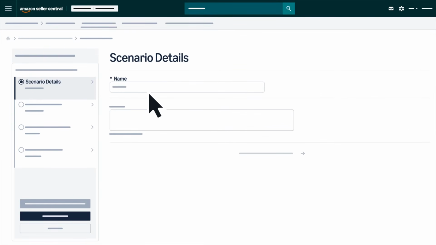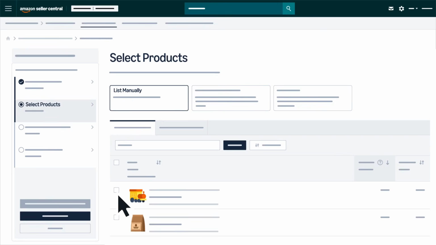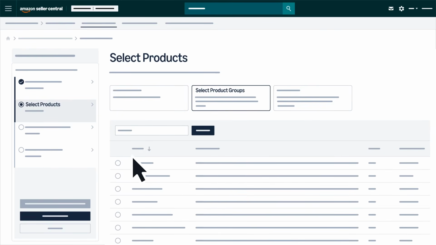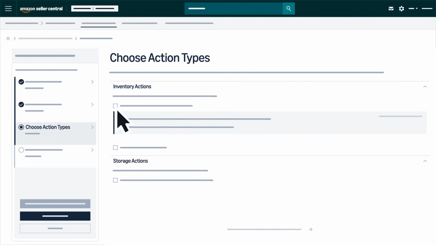First, enter a name to keep track of this scenario. Then select specific products or product groups you want to analyze. Then model different actions to see how they might affect your profitability.